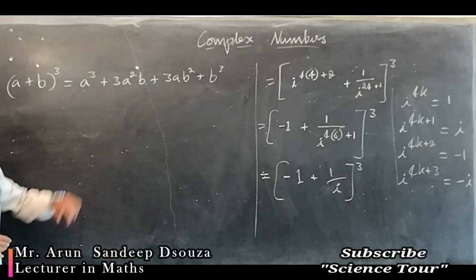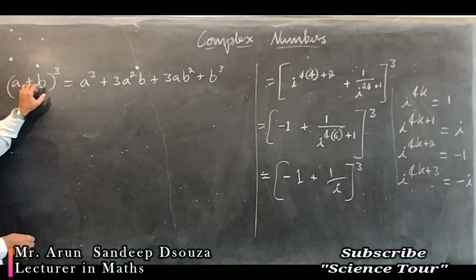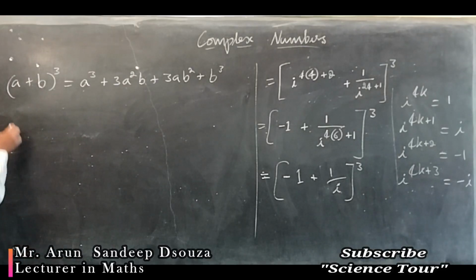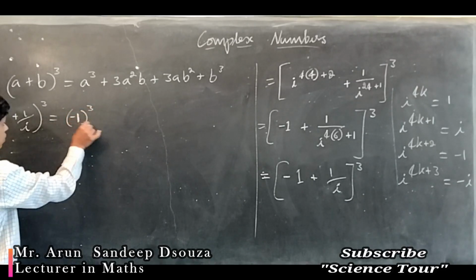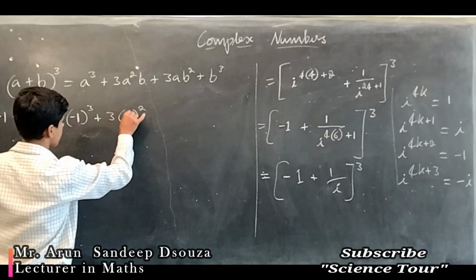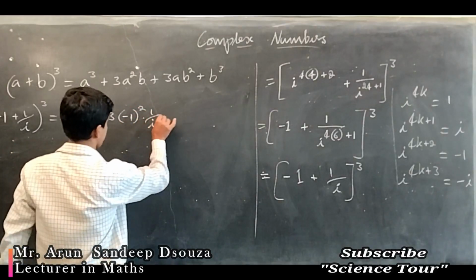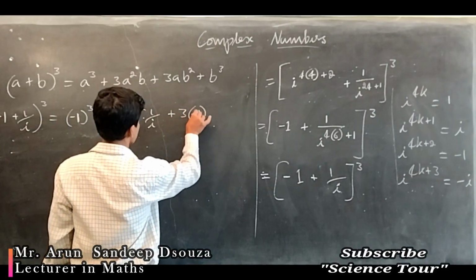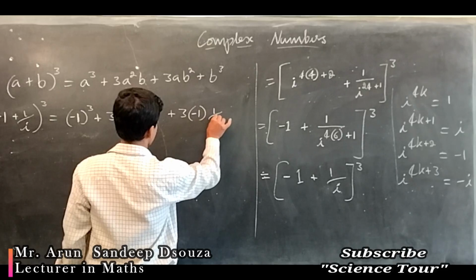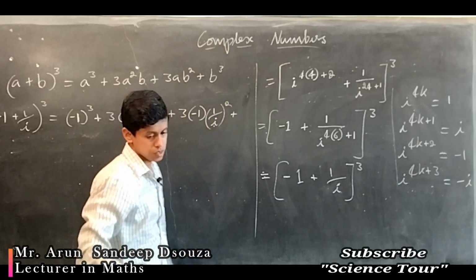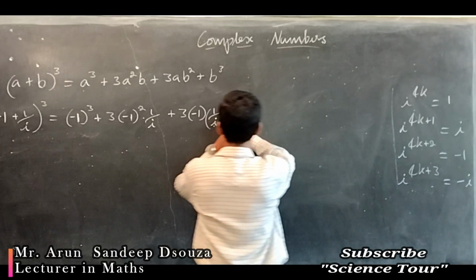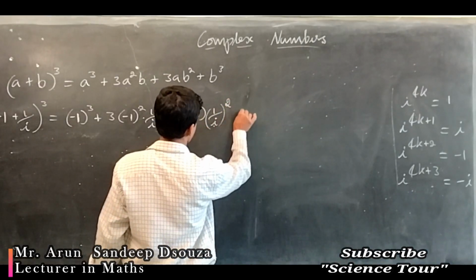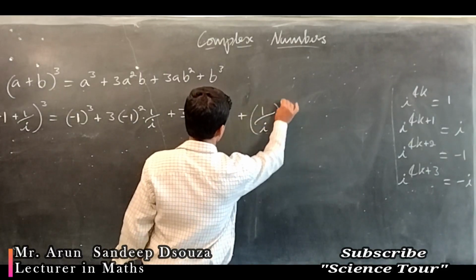Now what do you need to do? Substitute the values: a is replaced with minus 1, b is replaced with 1 by i, so use the identity formula. Minus 1 plus 1 by i whole cube is equal to minus 1 whole cube plus 3 into minus 1 square into 1 by i plus 3 into minus 1 into 1 by i square plus 1 by i whole cube.